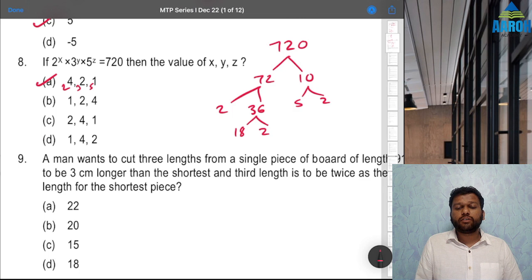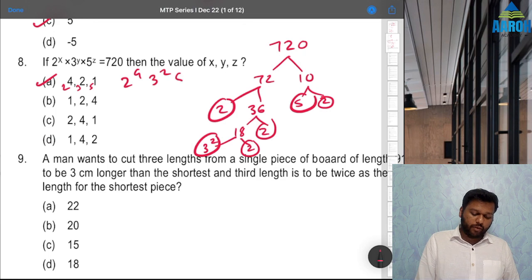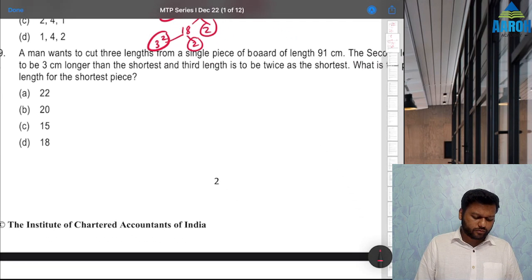18 is what? 9 into 2, right? So again 2. 9 is 3 square. So it is 1, 2, 3, 4. 4 times 2. Then 3 square. And then 1 time 5. So option A is the correct answer. Whatever way you want.